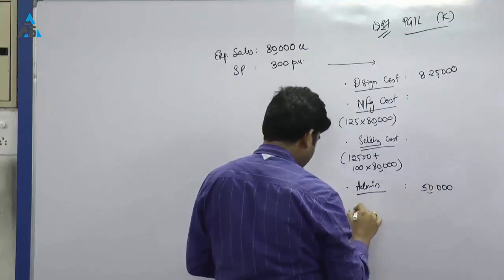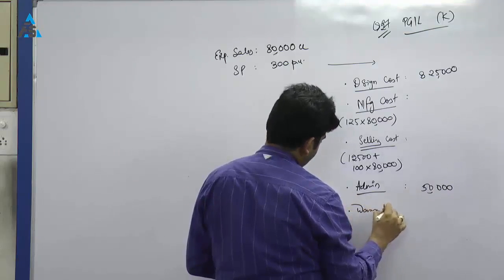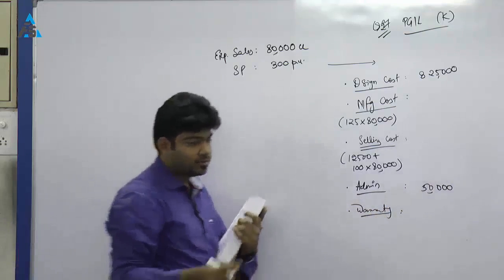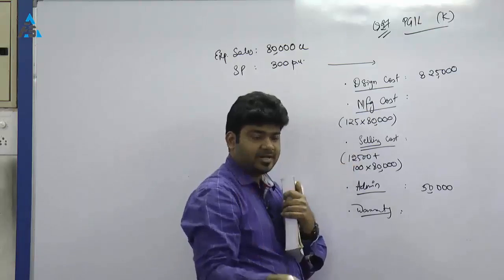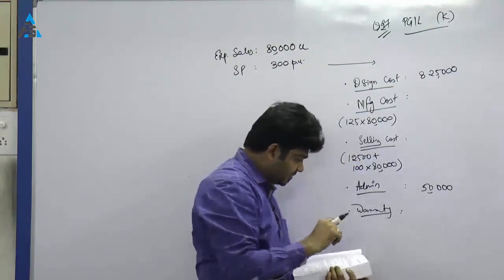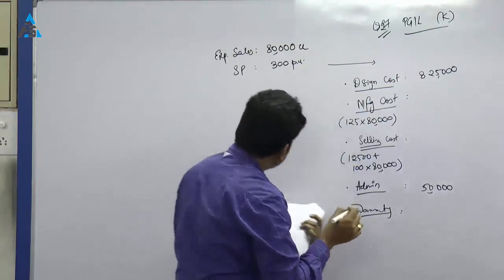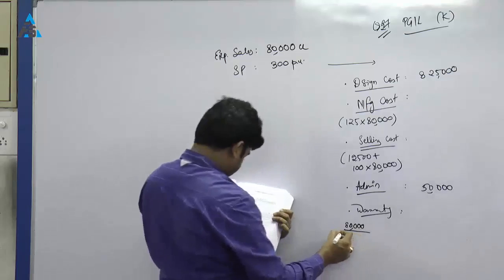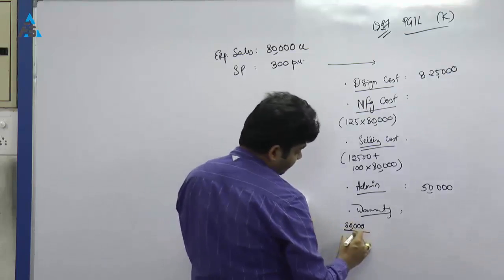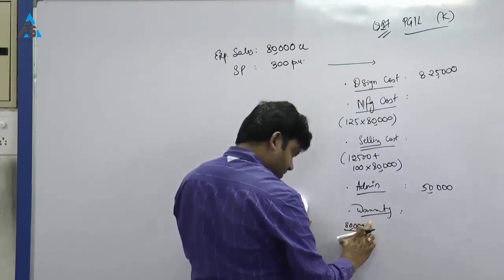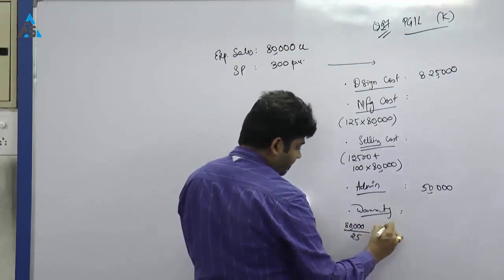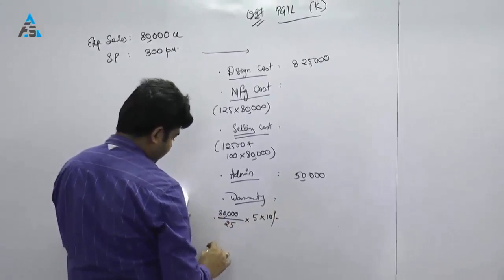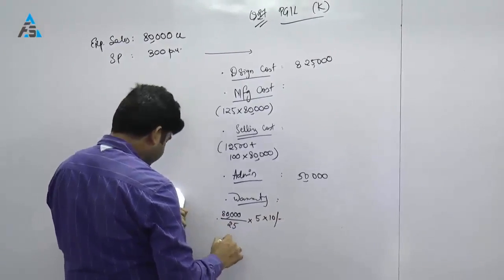Then there is warranty, which says 5 replacement parts per 25 units. So every 25 units, 5 replacement parts. We are making 80,000 units, so divide by 25. For these many parts, there will be 5 parts, and per part the cost is 10. And there is one more, which is 1 visit per 500 units.